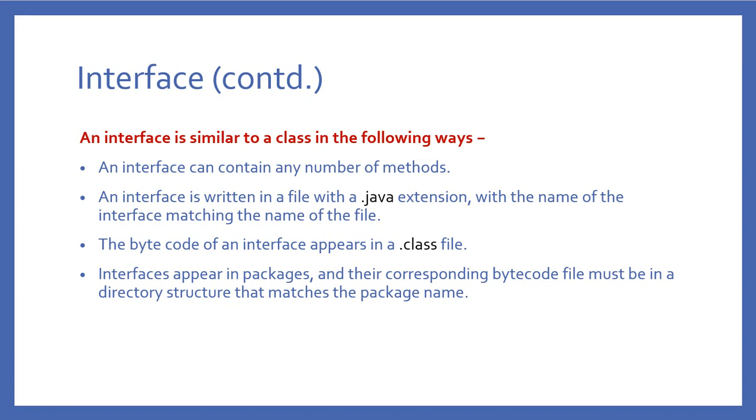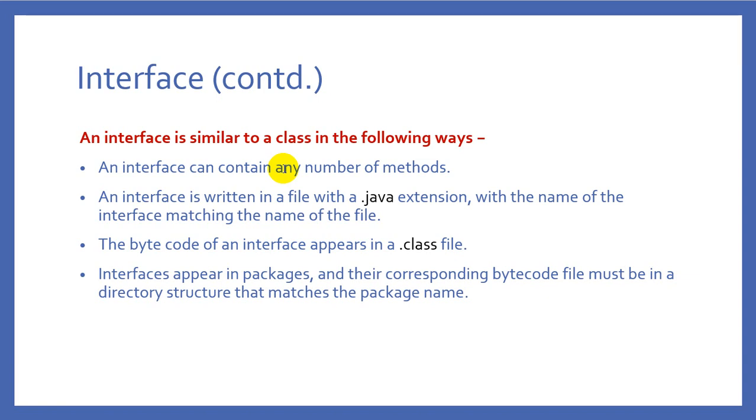First we'll discuss the similarities. An interface is similar to a class in the following ways. An interface can contain any number of methods, right? As you have seen, there is a class, you have declared it, you can define any number of methods in the class. Same with the interface as well. There is no limitation, you can define any number of methods in an interface. But the basic difference between both of them is that the class can have a data member, but the interface cannot have a data member.